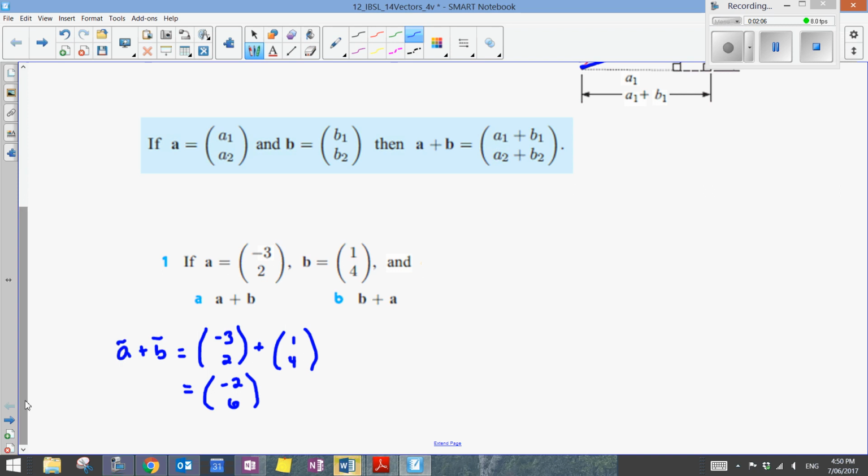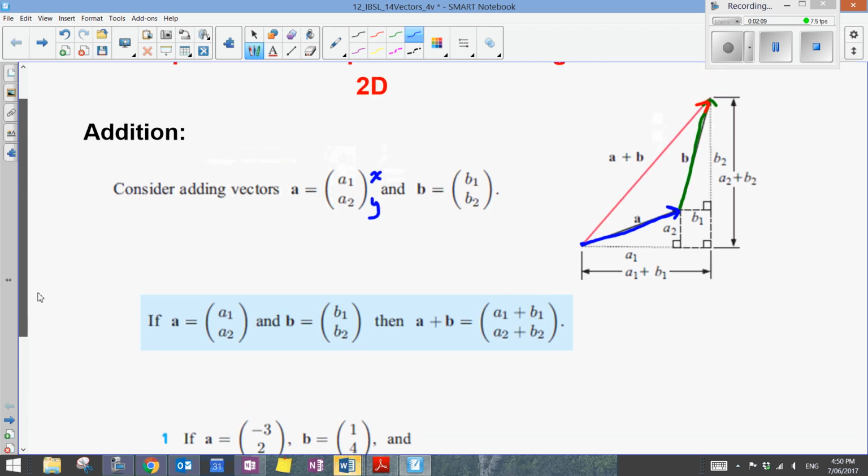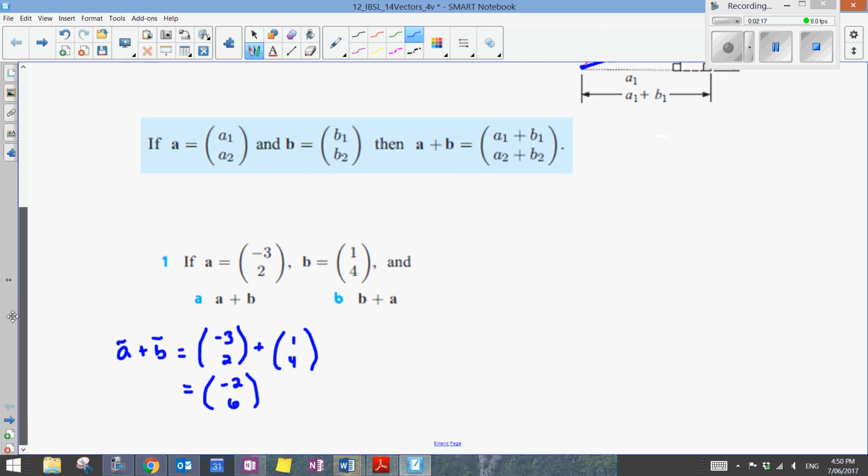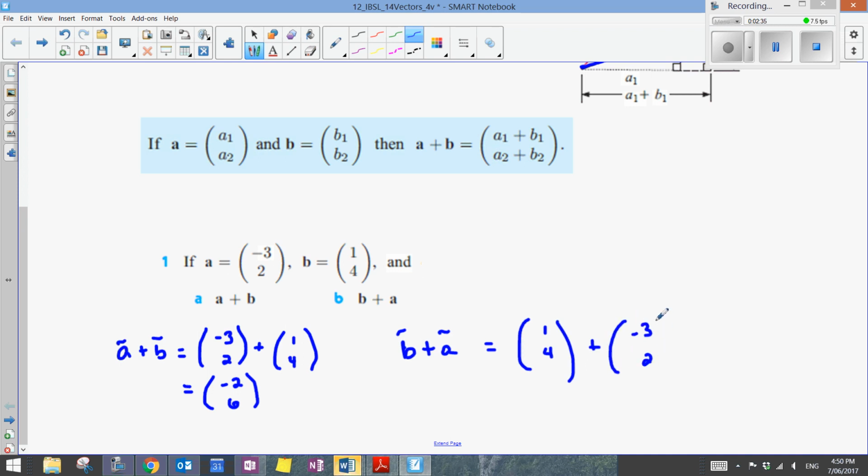Okay, so if we gave these components some values in the diagram up here, our x component and our y component, then we could have something like this. And again, remember, addition is commutative, so I could also add vector A plus vector B in the opposite order. So B first, 1 and 4, added to A, -3 and 2, and I would get my resultant vector of -2 and 6 again. So it does not matter what order you add your vectors in.